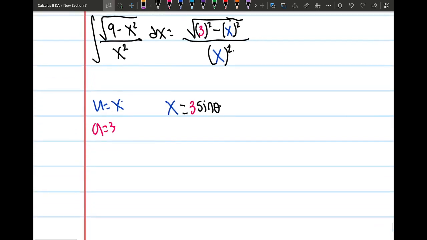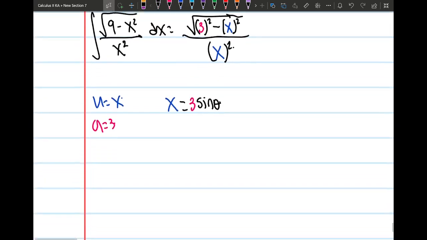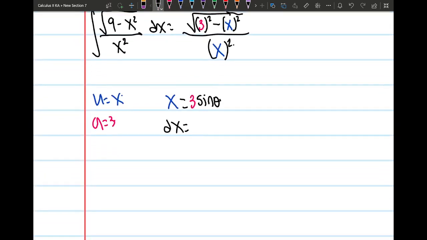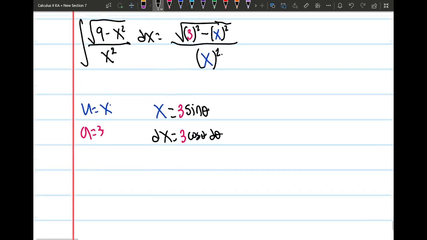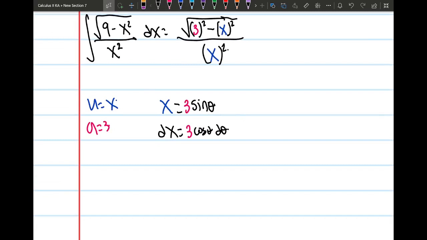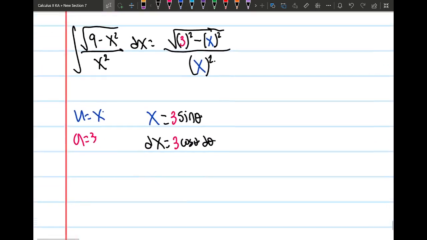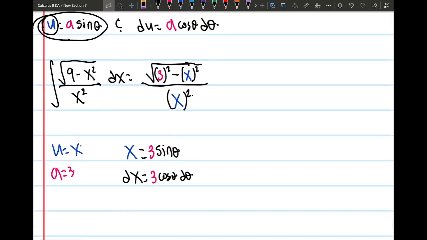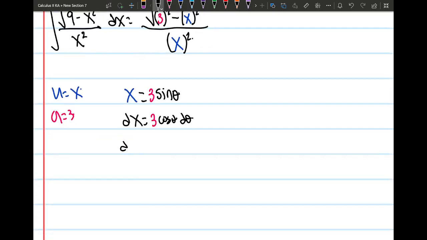And I know that if I'm doing x, I need to find dx. So dx, the derivative of x, is going to be 3, and the derivative of sine theta is cosine theta d theta. We should know that from Cal 1. So we now have dx equals 3 cosine of theta d theta.